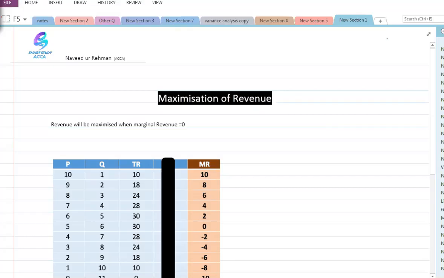Okay, we have already talked about maximization of the profit. Now we are going to talk about maximization of the revenue, right? Now the thing that you have to remember is that revenue will be maximized when the marginal revenue is equal to zero. That's what you have to remember.